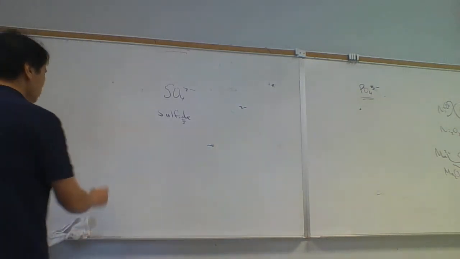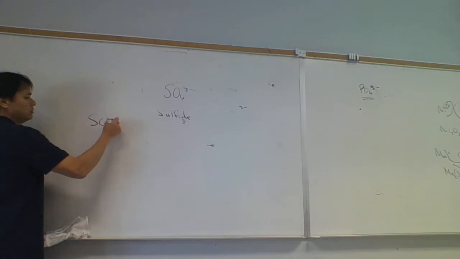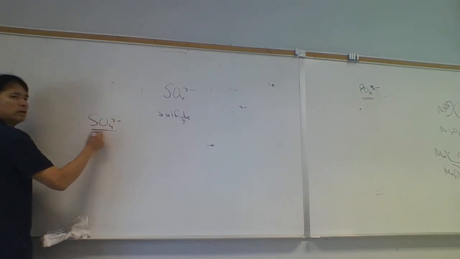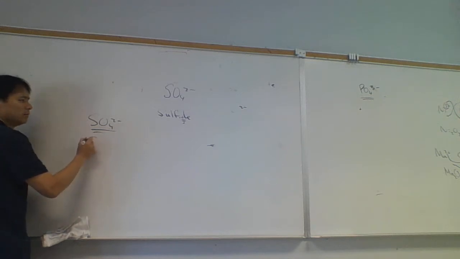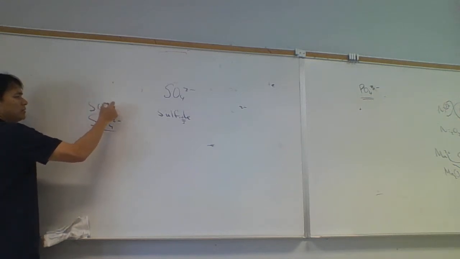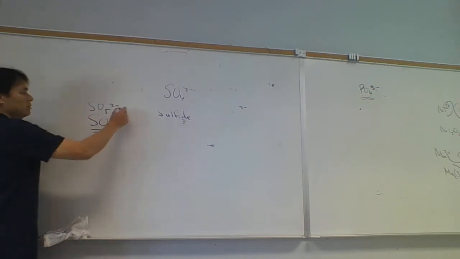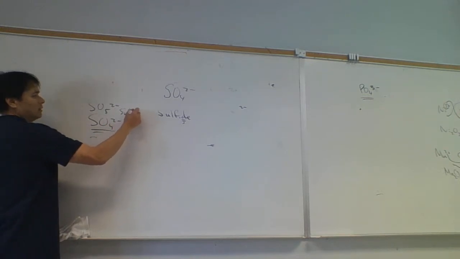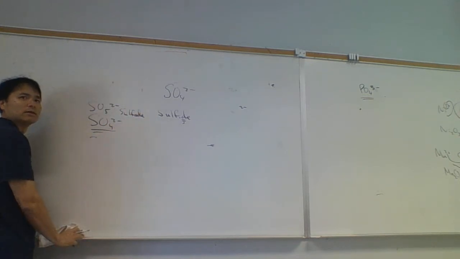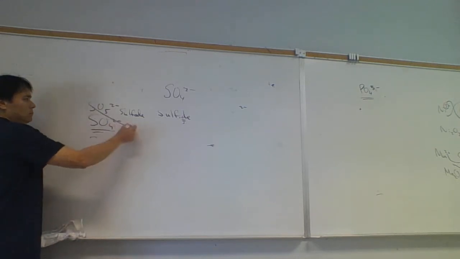And so how does it go? SO4 2 minus is what we call, what do we call that? Sulfate. And then what would SO5 2 minus be called? Persulfate? Oh no, it's got to be sulfade. Sulfade. This must be sulfade. Is that right? No.